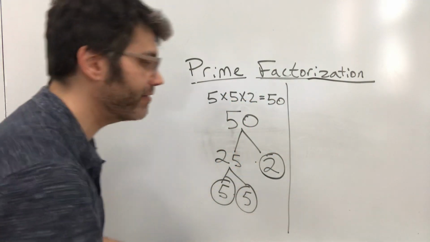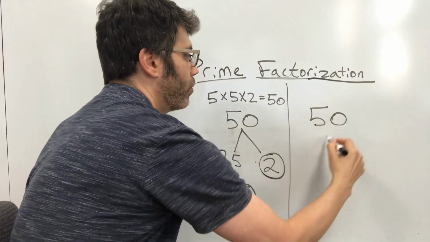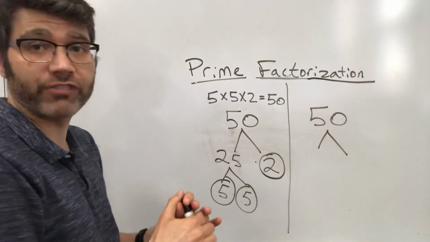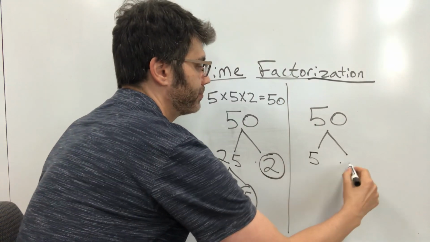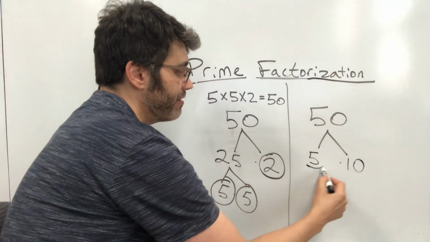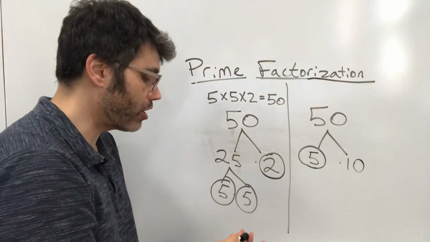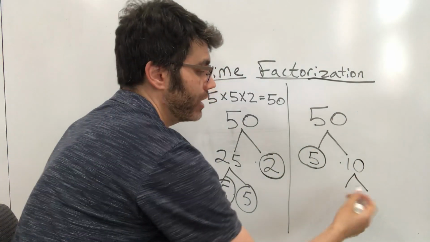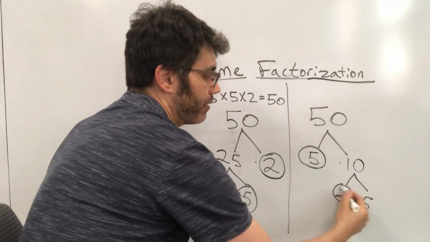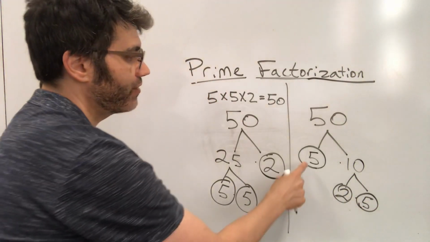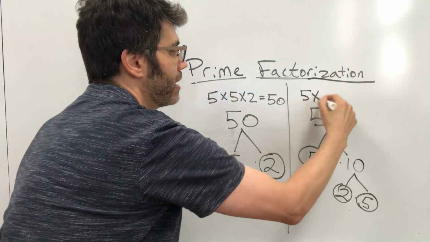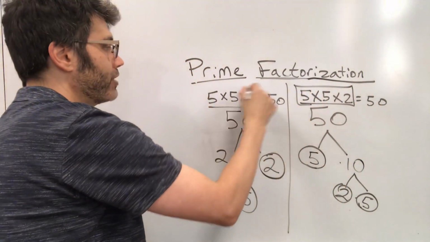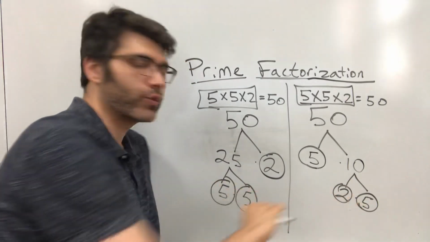I want to show you that even if I had started out with another idea of how 50 could first be broken down, let's say I did 5 times 10. Let me circle 5 because 5 is prime, and so I'm not going to continue this branch anymore. I'm done with that branch. 10 is composite. I could break that down into factors like 2 times 5. Now 2 is prime, 5 is prime. So this is 5 times 5 times 2, which equals 50. Do you see that I found the exact same factors no matter how I started? Doesn't matter how you start, we will finish with all the same prime factors.